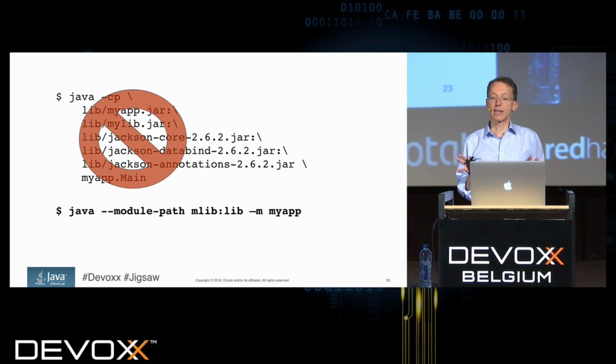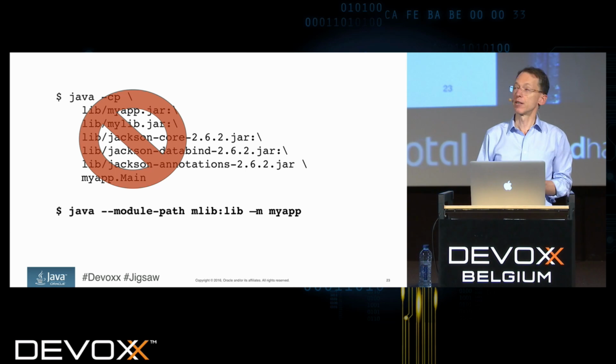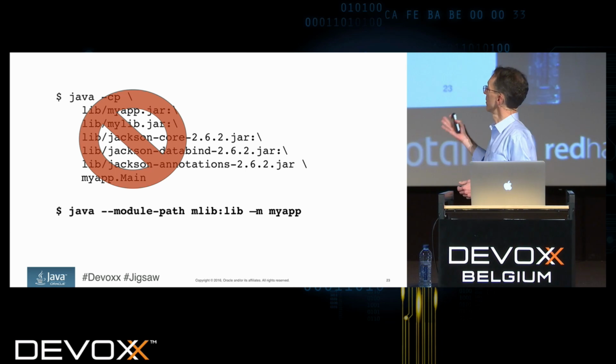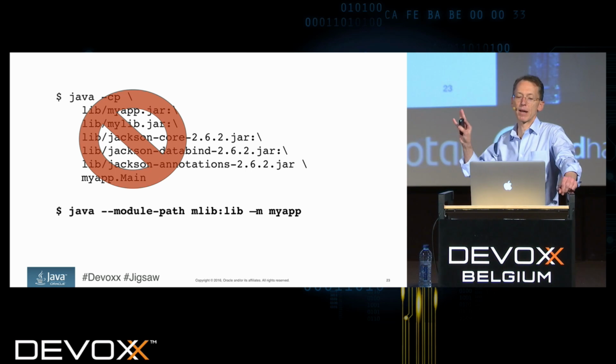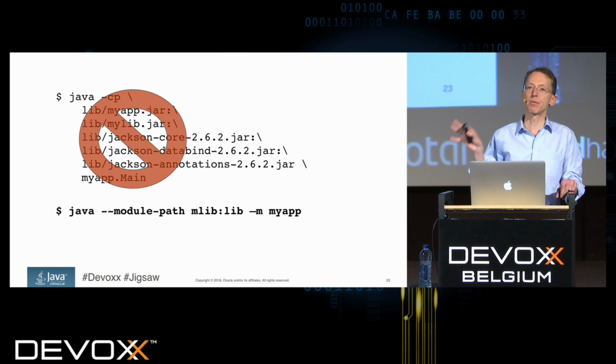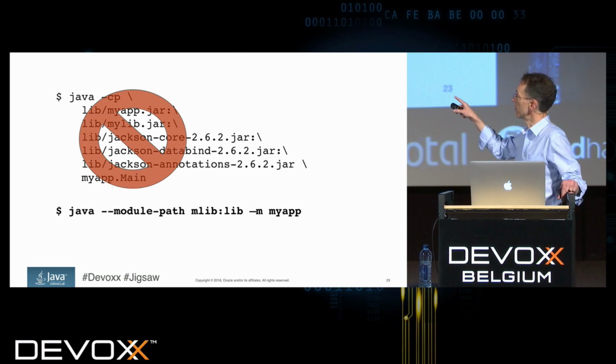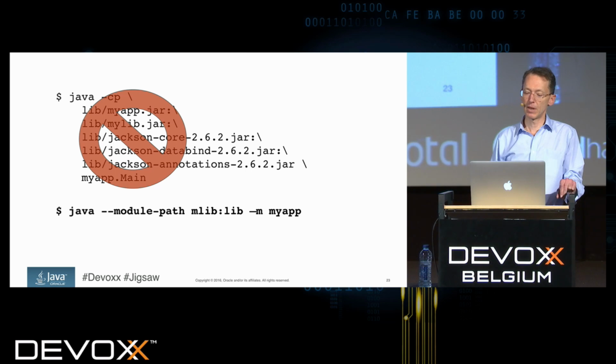You can run your modularized application with this very simple command line. You give the module path, and you tell it the name of the module to start with. All of the information in the class path from the past is now wrapped up in the module-info.class files. Remember, the explicit modules are located in mlib, and the automatic Jackson modules are located in the lib directory. That's why there are two things on that path.